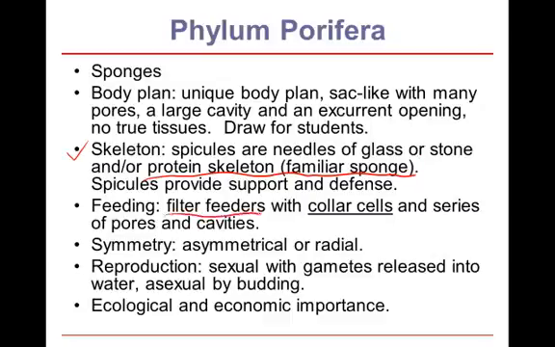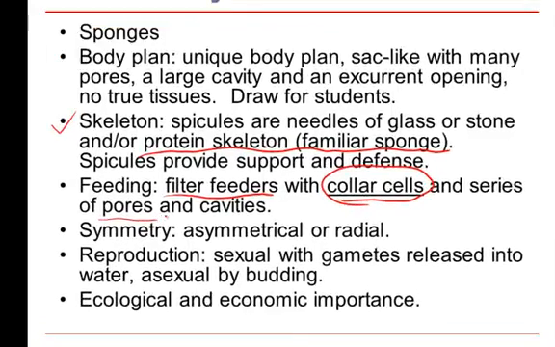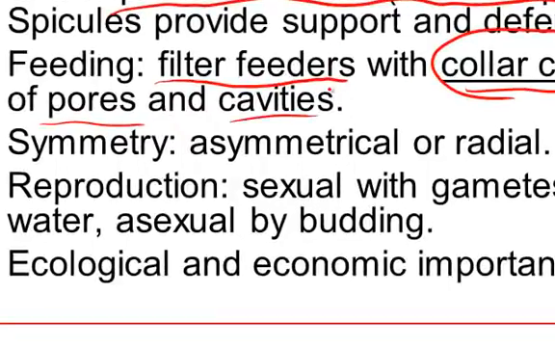Now, sponges feed by filter feeding, and that's an important feature to remember. All sponges are filter feeders, and they have these special cells called collar cells. And they have, of course, a bunch of pores and cavities, a bunch of tubes that are lined with these choanocytes. They have varying patterns of canals, if you will.